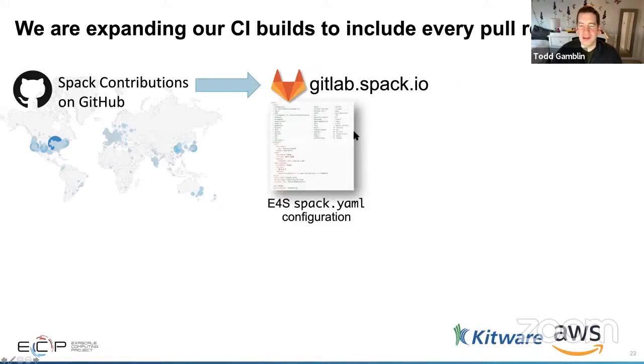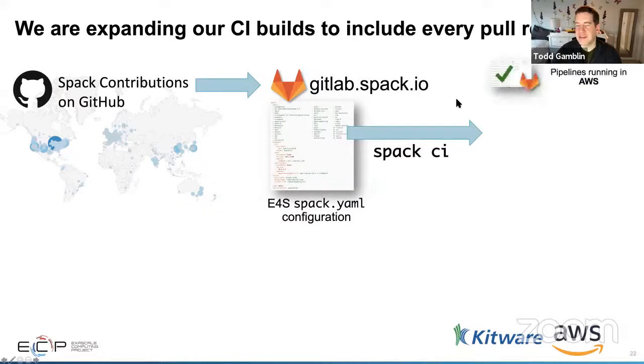And so what that means is that we have this Spack.yaml versioned in a repo. If we see changes to the main Spack repository, we run Spack CI and we generate a pipeline. And we run that in AWS. And that includes, I think, about 300 packages that could potentially be built with every change.